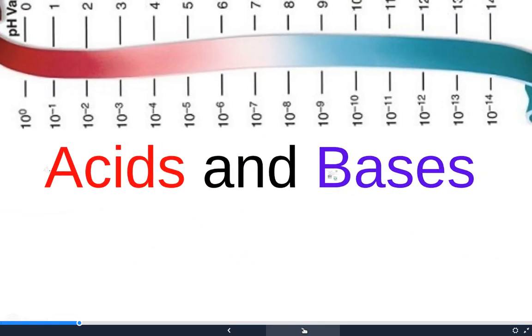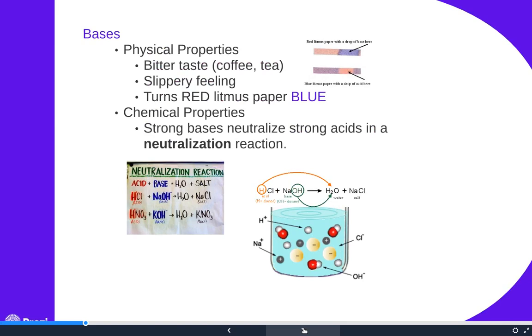So acids and bases. That brings us to bases. Now this follows along in your notes as well. Bases, the physical properties: they have a bitter taste. Coffee is bitter and tea is bitter, and that's why we add sugar to it. And you can add salt to take away the bitterness too. They feel slippery, and I will make you actually touch a little bit of sodium hydroxide to feel it. It turns red litmus paper blue, and so we're going to put a little mnemonic device on our notes about that one.